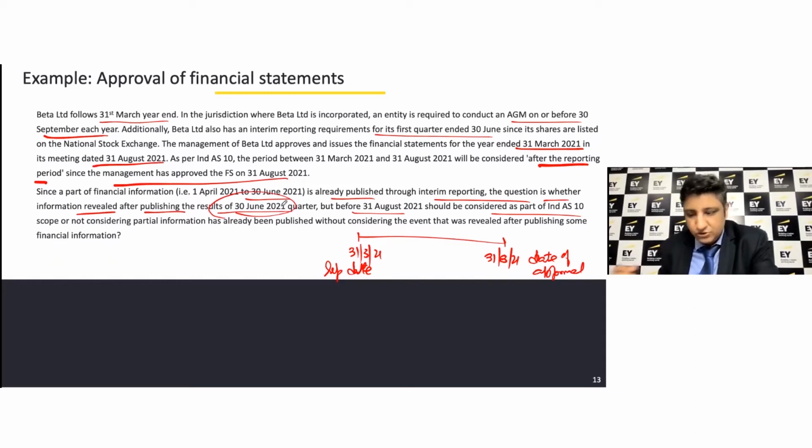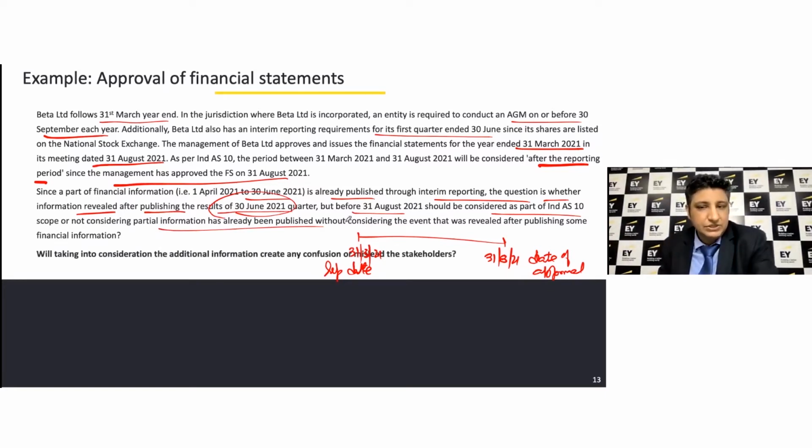So should you still consider those events which are arising, let's say, between 31st of March to 31st of August? Should they still be considered because you've already published those events as a part of your quarterly reporting? That's what is the requirement of the case, right? Will taking into consideration the additional information create any confusion or mislead the stakeholders? That's what is the requirement.